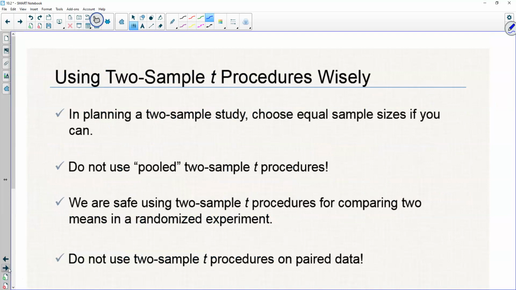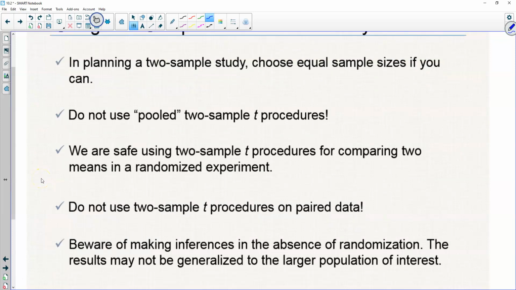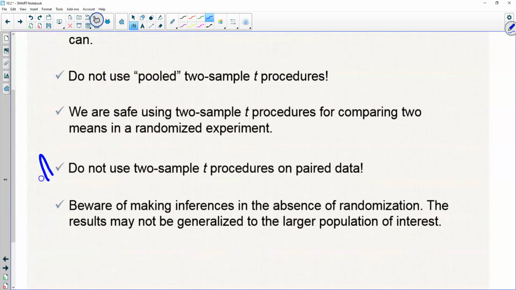Okay, so now we're looking at how to use two-sample T procedures wisely. When we're planning a two-sample study, choose equal sizes if possible. We don't do anything pooled. Remember I mentioned that for proportions we do pool the proportions, but we do not pool anything for two-sample T's. We are safe using two-sample T procedures comparing means for a randomized experiment, which we just did. Do not use two-sample T procedures on paired data, which I think is the biggest issue, is that we need to be able to tell the difference between paired data and two-sample data.